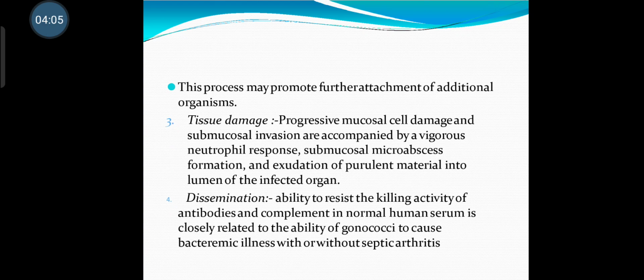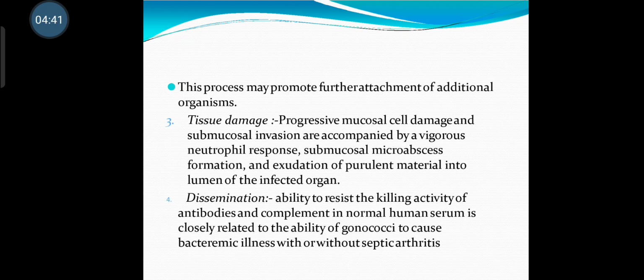Then the third stage is tissue damage. So here, as the gonococci progressively enter the epithelial cells, there is progressive mucosal cell damage and submucosal invasion, which is accompanied by a vigorous neutrophil response, submucosal abscess formation, that is accumulation of fluid, and exudation of purulent material into the lumen of infected organs. So pus-like conditions are formed in the tissues after infection with Neisseria gonorrhoeae.